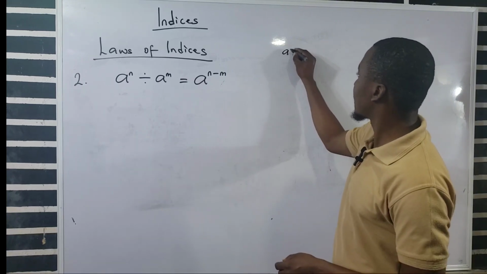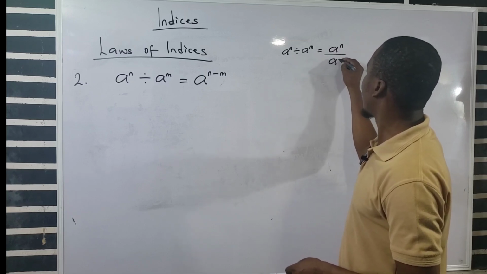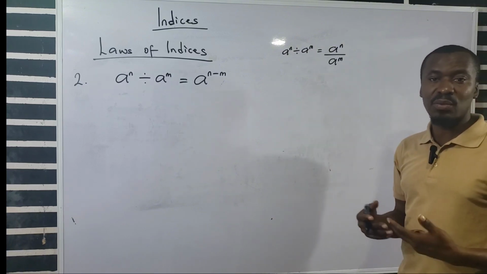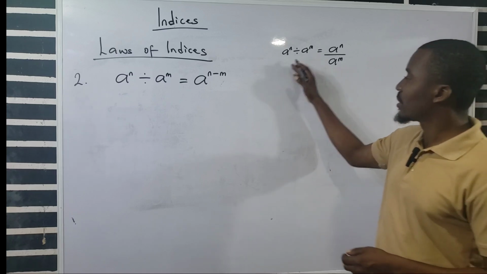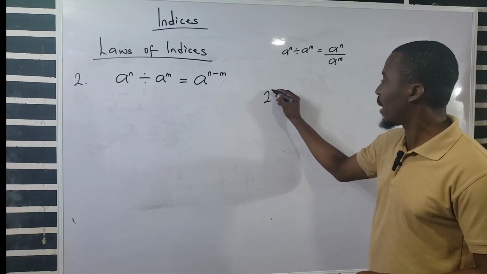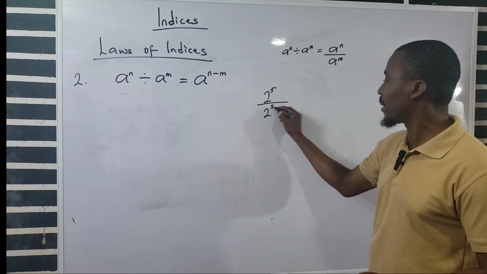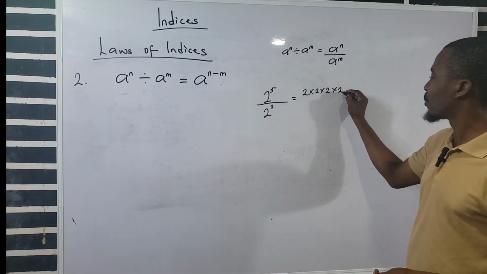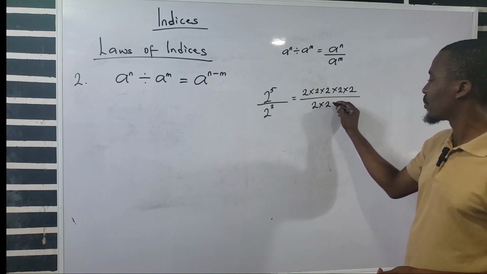So if you don't want to write a to the n divided by a to the m, you can as well write it as a to the n all over a to the m. Please, they are the same, because you don't know the one that will be given to you in any exam that you are preparing. So if we use any of these, let's say, 2 raised to power 5 divided by 2 raised to power 3. 2 raised to power 5 is 2 times 2 times 2 times 2 times 2, all over 2 raised to power 3, which is 2 times 2 times 2.